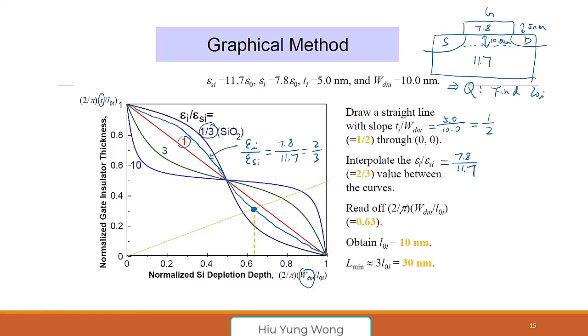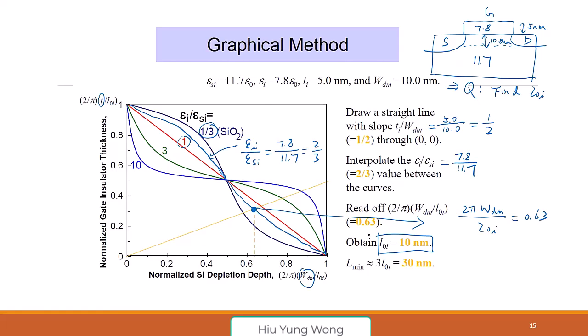For example, here I get 2 pi WDM divided by LOI equals to about 0.63, right? Just read off from here. And then I do some manipulation, I get LOI equal to 10 nanometer. Then it means that this technology has a scaling length of 10 nanometer. So what is the minimum transistor I can build so that it still doesn't have short channel effect? It is about 3 times, right?